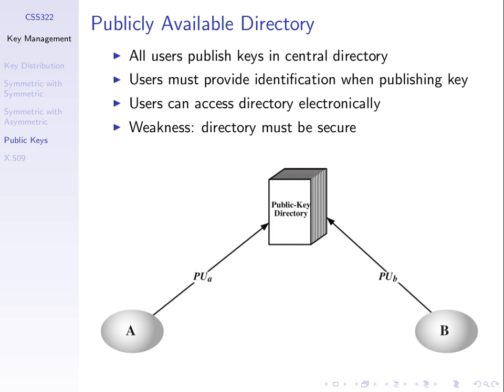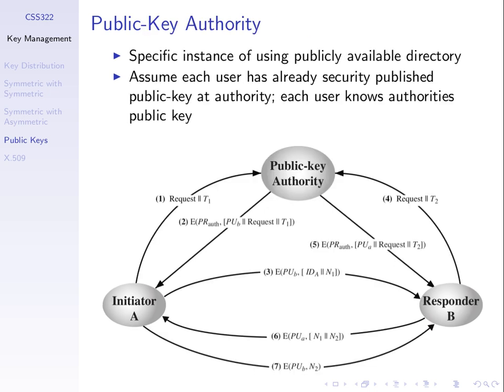Of course, we need to make sure that the directory cannot be compromised, that someone cannot put in a public key that is a fake or for some other user. How can we automate this process? What protocol can we use to publish and obtain public keys of other users? That's what we're going to cover in these two slides. We'll just introduce, I think, one of them.